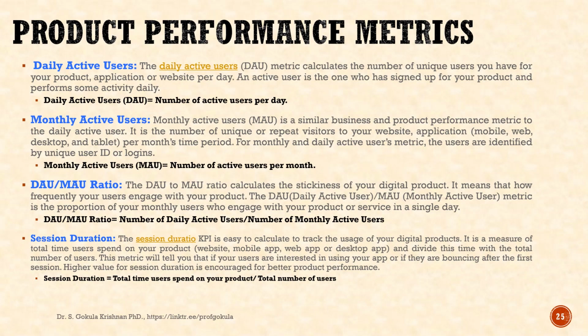Next is product performance metrics, daily active users. Okay, the number of active users per day. This metric calculates the number of unique users you have for your product, application, or website per day, and so on. Monthly active users versus DAU is another thing. You can understand whether people are really interested in your product, how far it is reaching the customers, session duration, and so on.